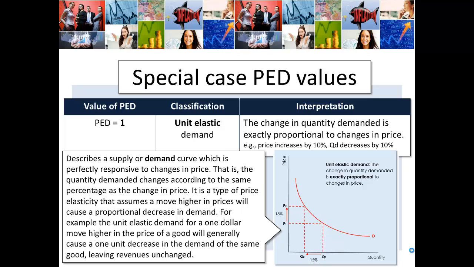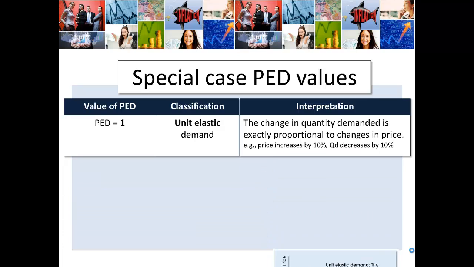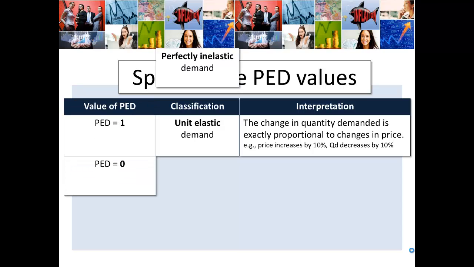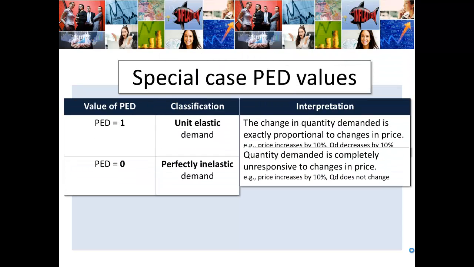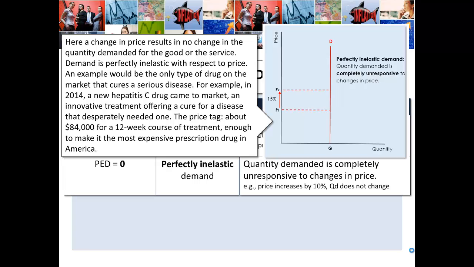So describes a demand curve which is perfectly responsive to changes in price. Price elasticity of demand equals 0. This is perfectly inelastic. Quantity demand is completely unresponsive to changes in price. So for example, if the price got bumped up by 10%, the quantity demanded would not change at all.